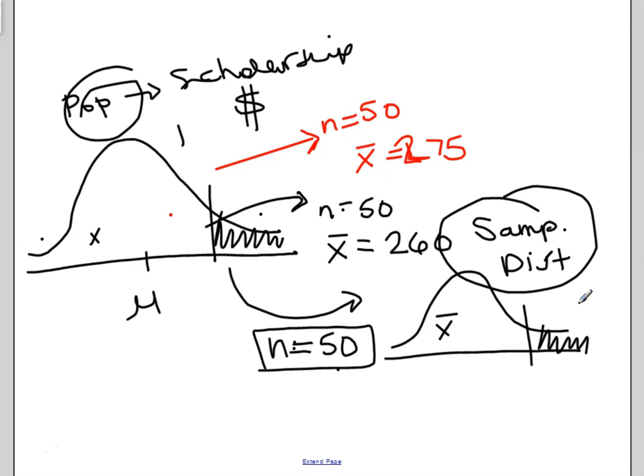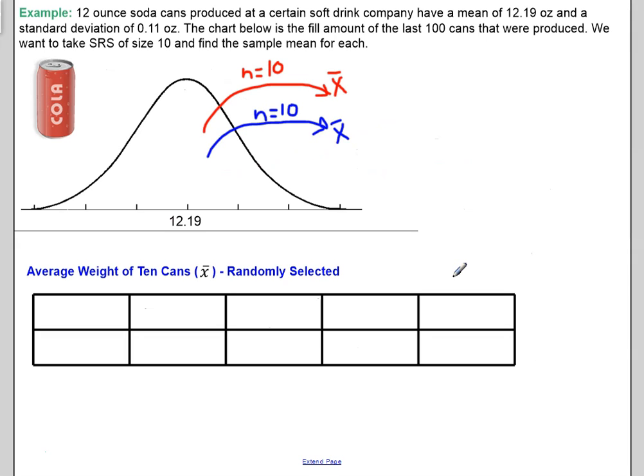And so then that would take us to wondering, well, what would the sampling distribution look like? If I am taking all these different samples and putting them into this sampling distribution, how do I know that it's going to look normal, or is it going to look normal? Okay, so let's look at this example.